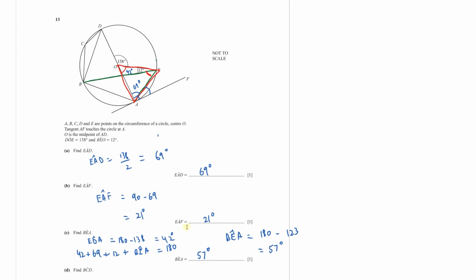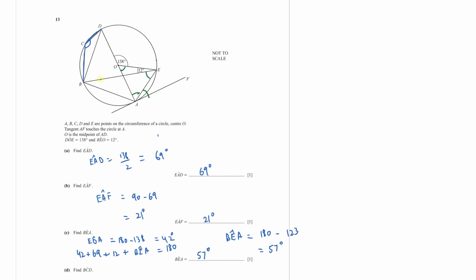The last one that we need to calculate is BCD. Okay, let me mark this. So we know this angle, so I'm going to just mark the angles that are known. We know this, and we also know this. So the next part is to find angle BCD. BCD is this angle here. So you have to find this angle.